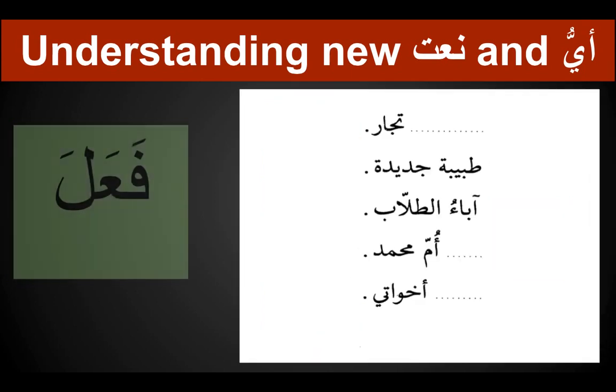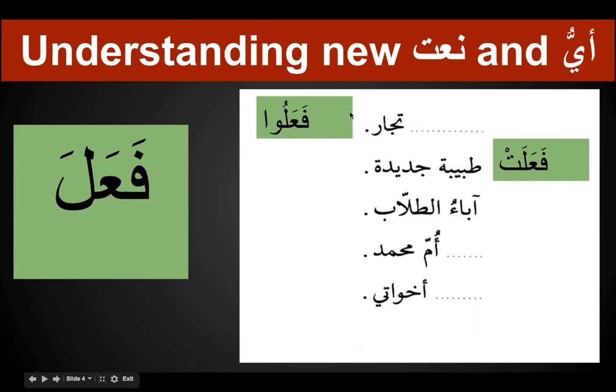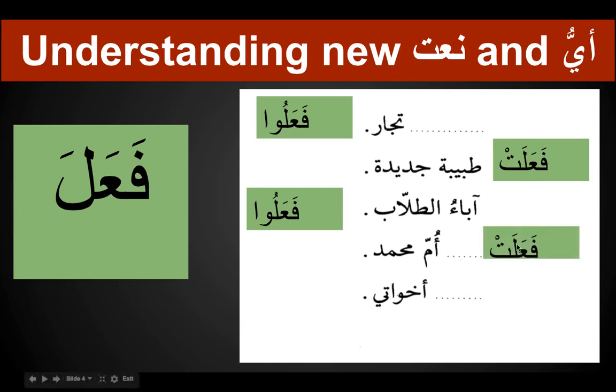So if you do know the fa'il, fa'ala. Fa'ala means he did. Tujjaru fa'alu. Fa'ala tabibatu jadidatu. Tabiba is feminine, so hiya. Fa'alat. Aba'u tullabu fa'alu. Fa'alat ummu Muhammadin. The mother of Muhammad, she did. So this is a jumlatul fa'iliya.